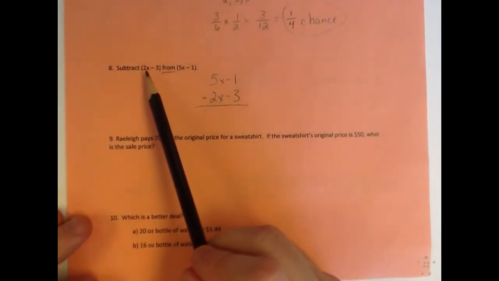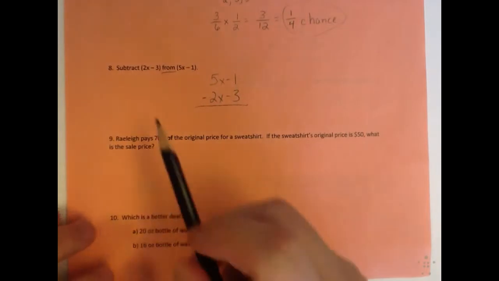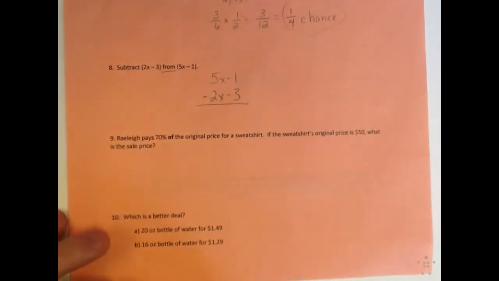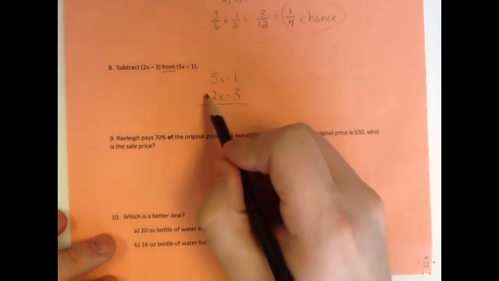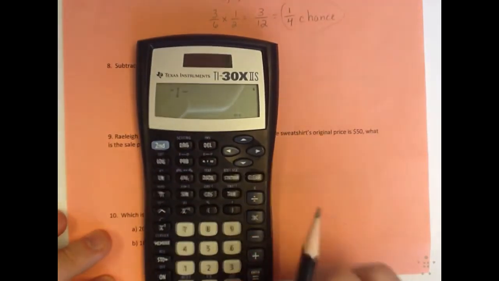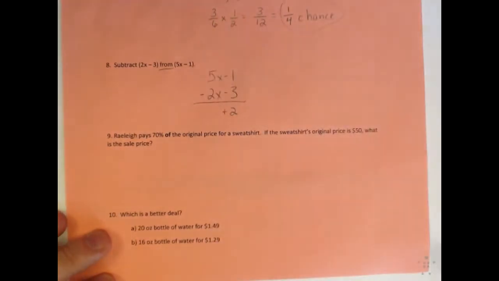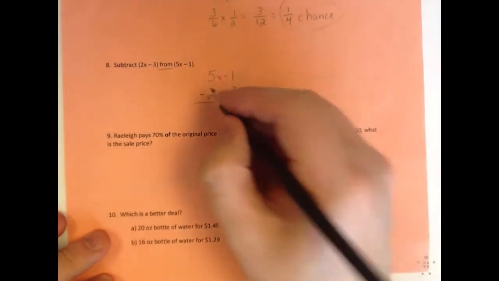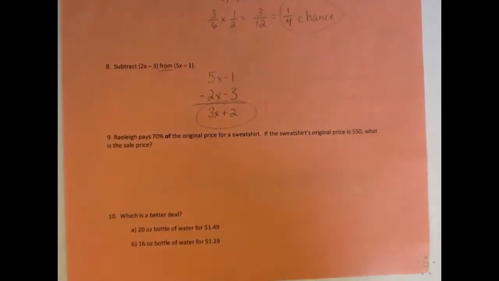So we lined our x's up, lined our numbers up. I saw a lot of people that were just saying, well, this one's first, so I subtract 2x minus 3 goes on top, 5x minus 1 goes below. Pay attention to that keyword from. So from this, I'm subtracting this. So I take -1 minus -3. -1 minus -3 gives me +2. 5x minus 2x gives me 3x. So my answer is 3x plus 2.